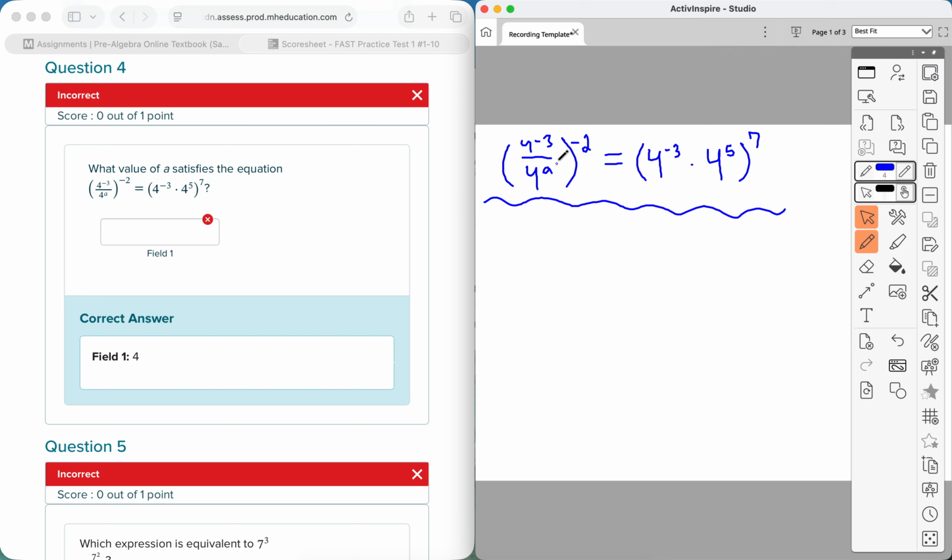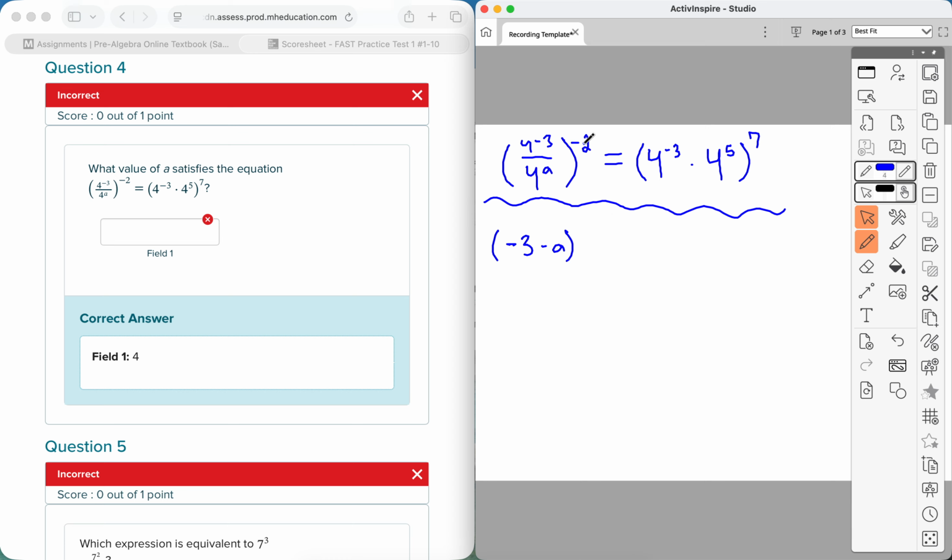So when we're dividing exponents, we subtract, right? We subtract the exponents, -3 minus a. So I'm just going to write that. I'm just getting rid of the 4's. So I have -3 minus a.